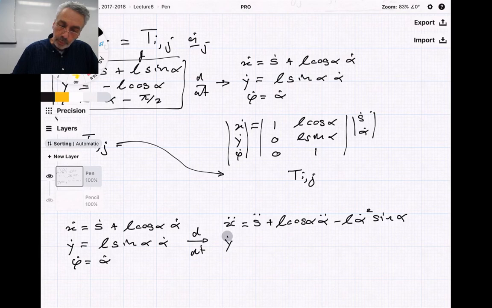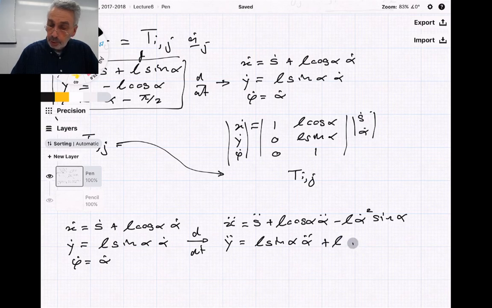And then y double dot. Well, there is no s, so that's easy. And this I keep constant. I first do that one. So then I get L sine alpha, alpha double dot. And then I do the sine alpha, and it's a cosine, and it's a plus. So I get plus L alpha dot squared cosine alpha. And then finally phi double dot is alpha double dot.